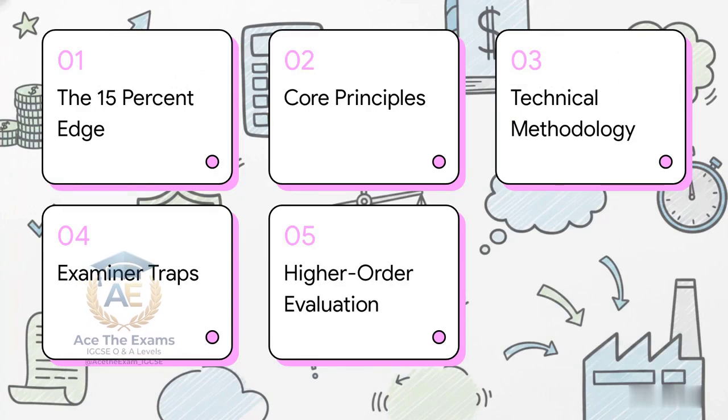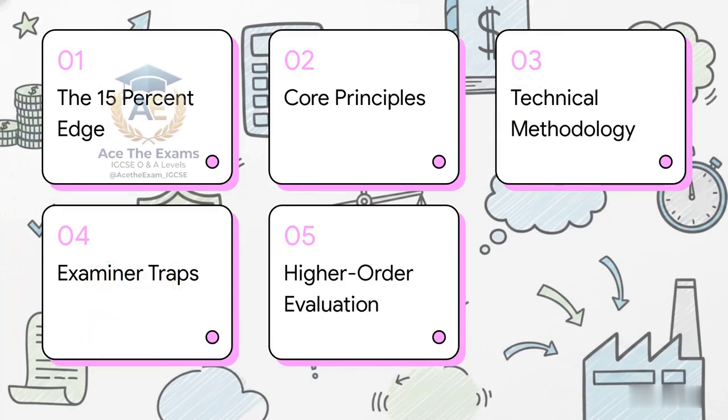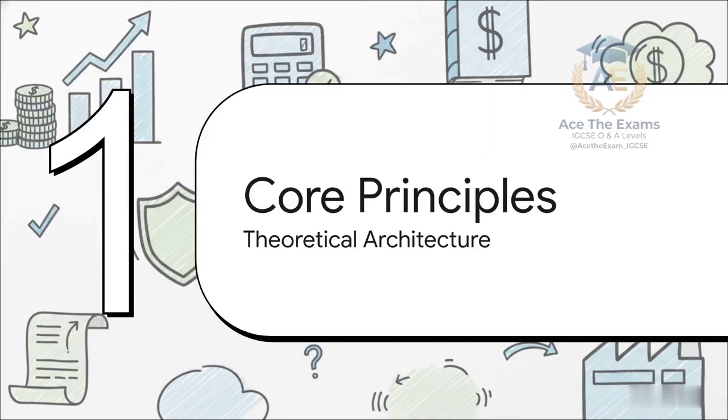Here is our strategic battle plan for today's masterclass. First, we just covered the 15% edge. Next, we'll hit the core business entity principles, move into the technical methodology, navigate the common examiner traps, and finally, we'll cap it off by mastering higher order evaluation. Let's move right into Section 2, Core Business Entity Principles.